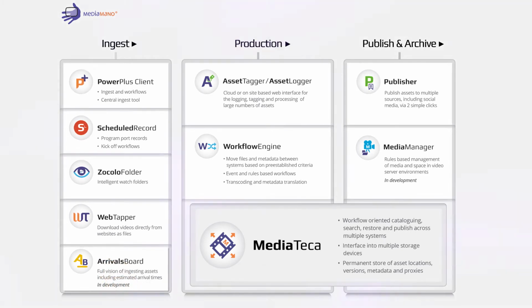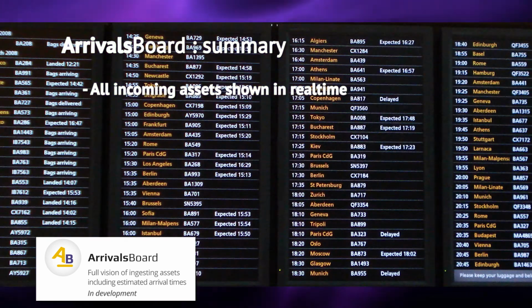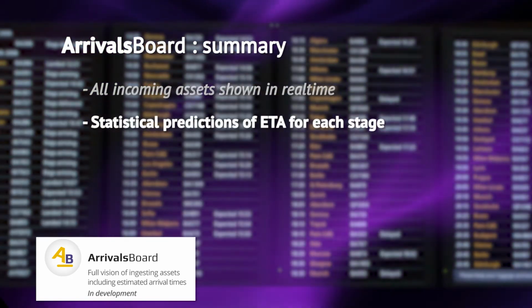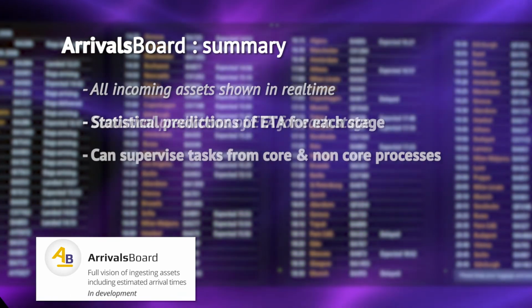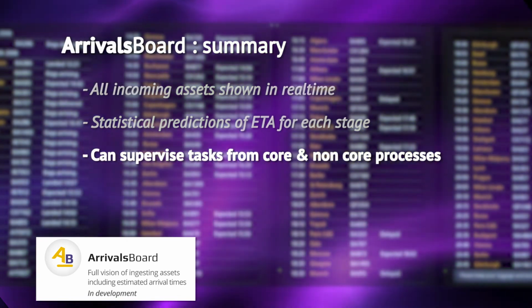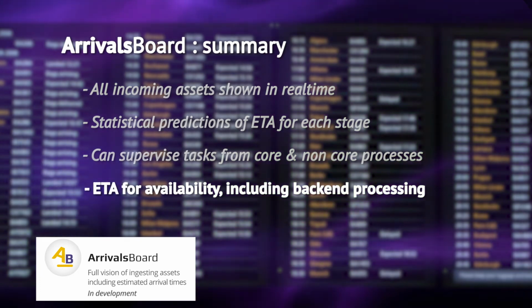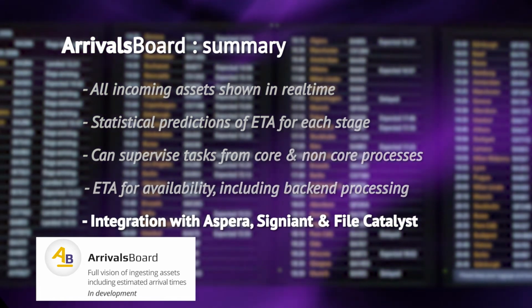The Arrivals Board is a work in progress. It will enable organizations to have a full view of all of the assets that are arriving in their installation and when those assets are likely to be available for editing. Now this is especially interesting for news organisations that have to know to the minute when it's going to be possible to start work on some asset that is arriving from outside.